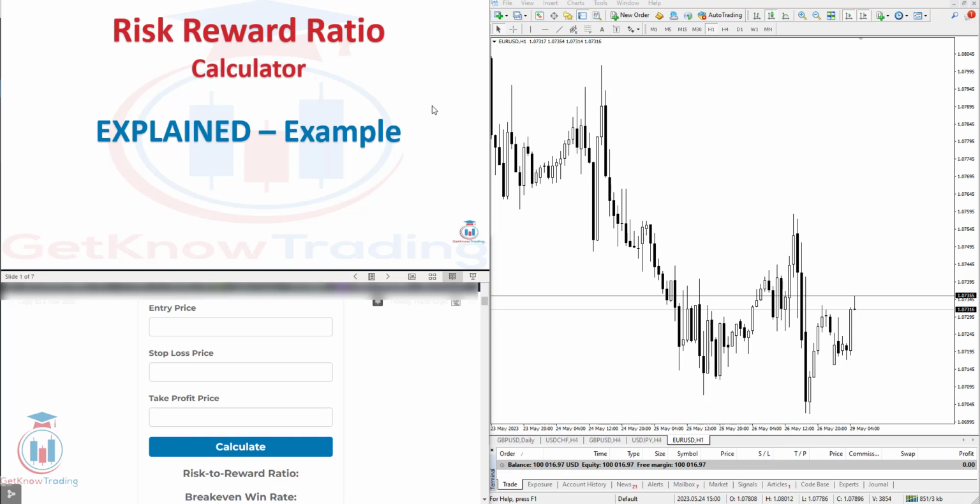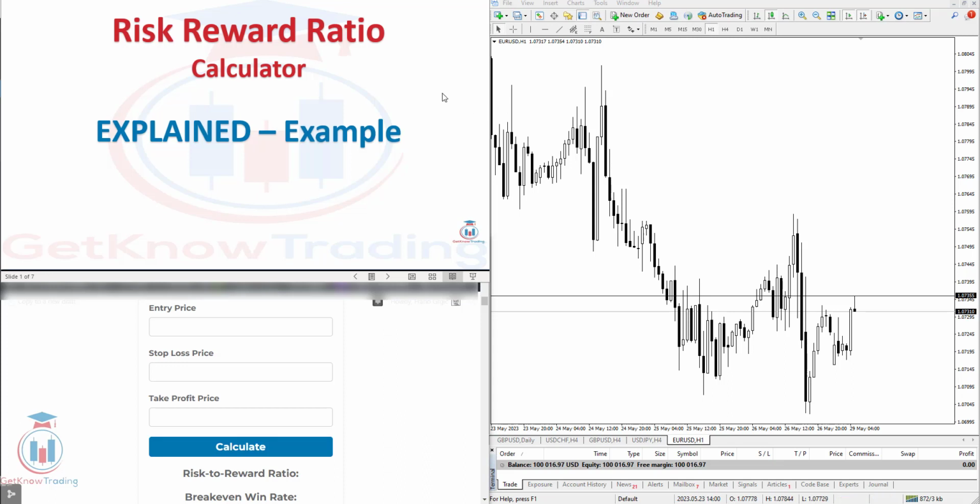In this video lesson, I will show you what is a risk-reward ratio calculator. So you can see what is the risk-reward ratio when you have the entry price, stop-loss price and take-profit price on your trading chart, and what will be the break-even rate for that example.